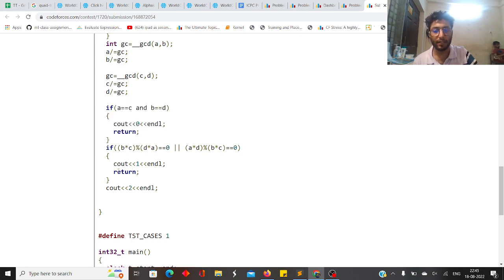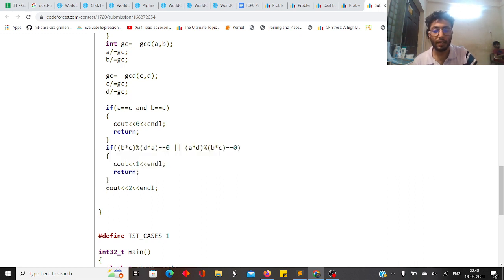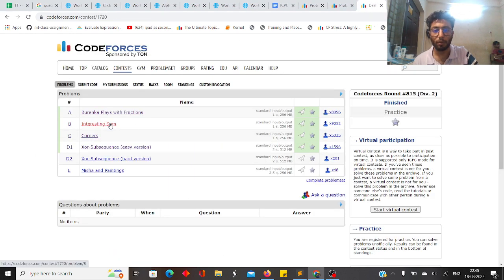Otherwise, this is the condition that I told you. If either b times c is divisible by d times a, or a times d is divisible by b times c, then I can perform only one operation and get both of the fractions equal. Otherwise, I need to spend two operations. So this is the solution for problem A, and let's move on to problem B.